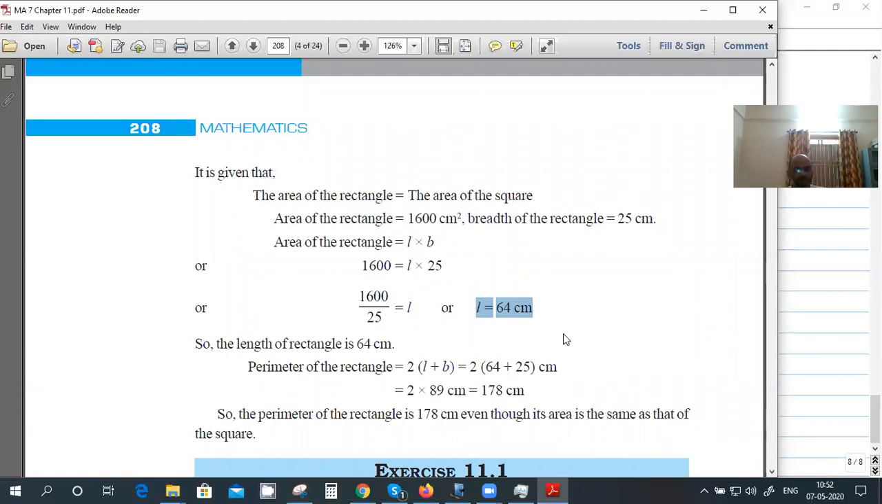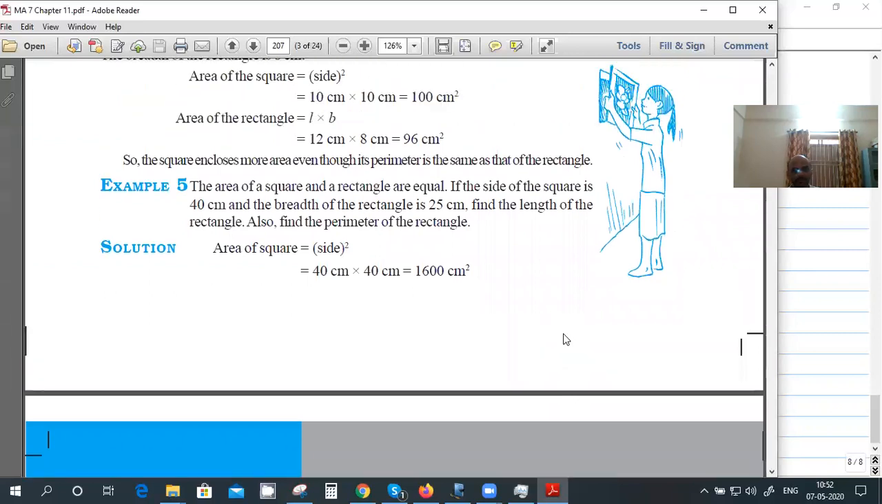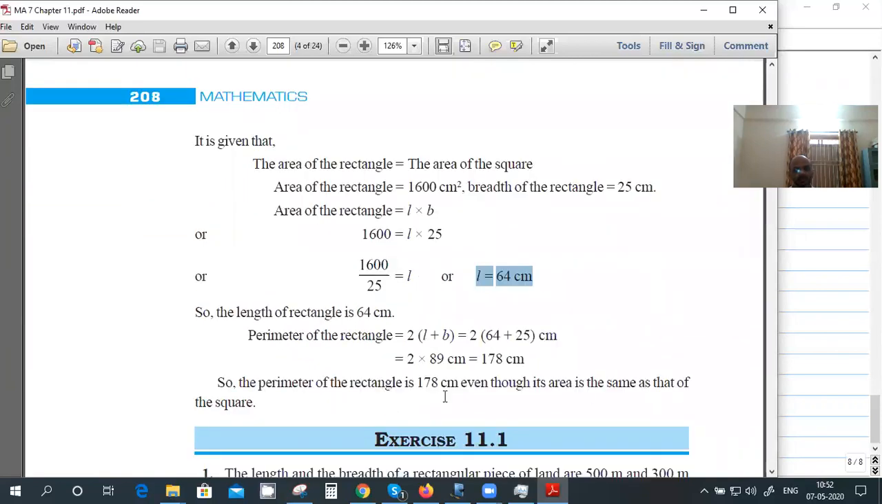And what is the perimeter of the square? So they did write centimeter square. Oh, it's perimeter. The perimeter of the square is how much? 40, right? So it is 160. Yes, sir. So for the same area, the rectangle should have more perimeter. Right? Yes, sir.